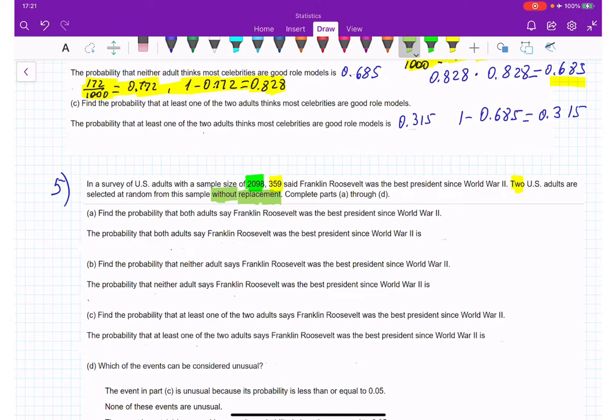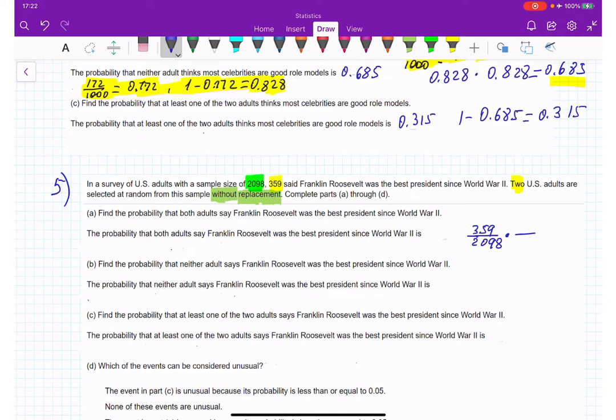When they say both, meaning the first one and the second one, and when the word "and" fits in this statement, then it's definitely going to be multiplication. So both of them agree that Roosevelt was the best president since World War II. What's the probability of one person saying the best? It's going to be 359 over 2,098.